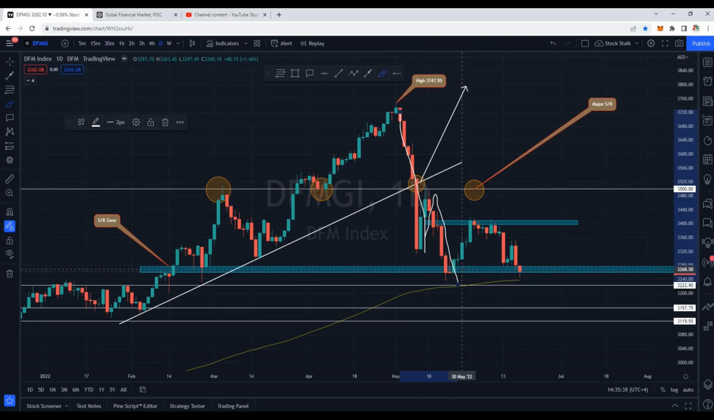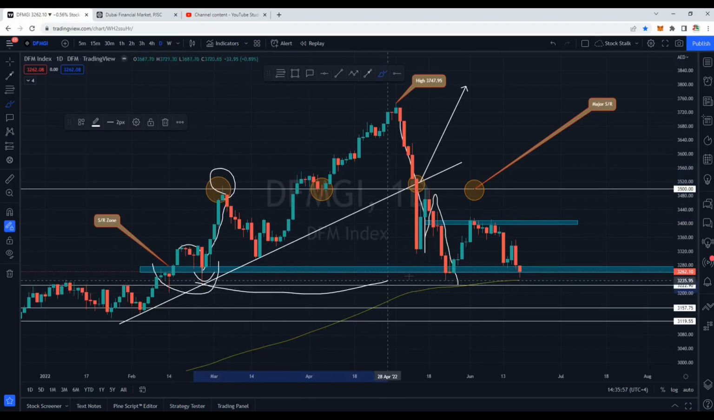But at the same time, let's go deeper into this. Previously, this zone was support and resistance as well. We saw resistance was broken. Market came down to retest. Now this zone is acting as a support. We made a high from here and it touched 3,500. So similarly, the same support is in play as of now.